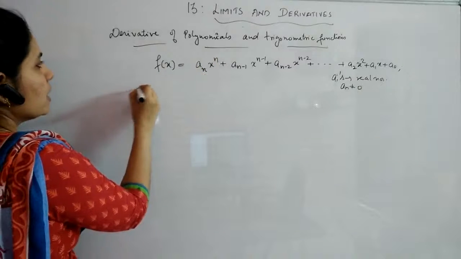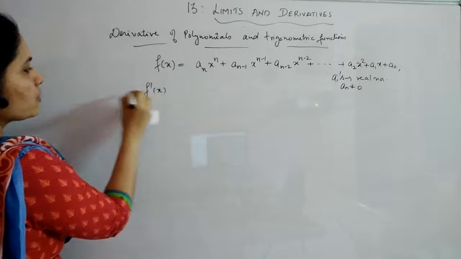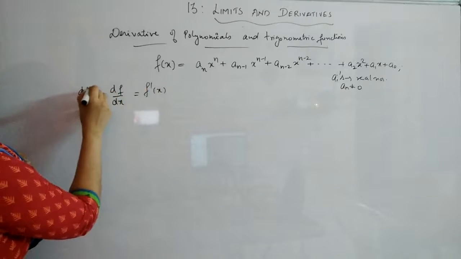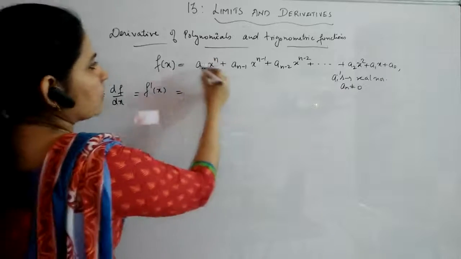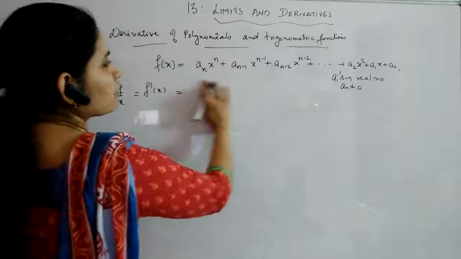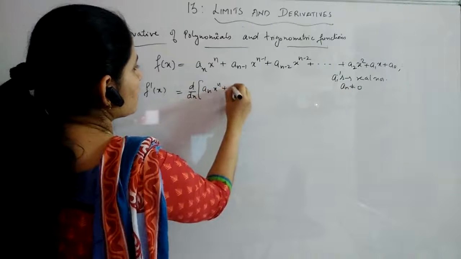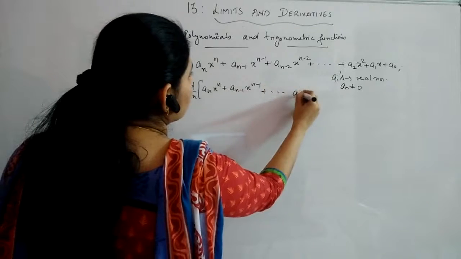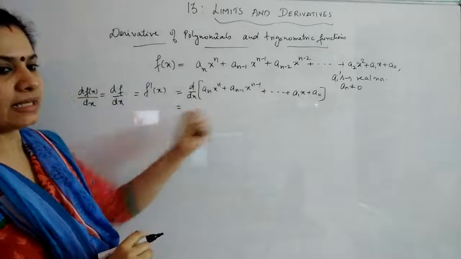For that what we will do, again notation for the derivative can be either f dash of x, or you can use df by dx, or you can use df of x by dx. Any of the notations you can use here. Now again you have a, in between you have plus sign. That means derivative of this whole term a n x raised to n plus a n minus 1 x raised to n minus 1 plus etc. a1x plus a naught will be same as separately taking the derivative.